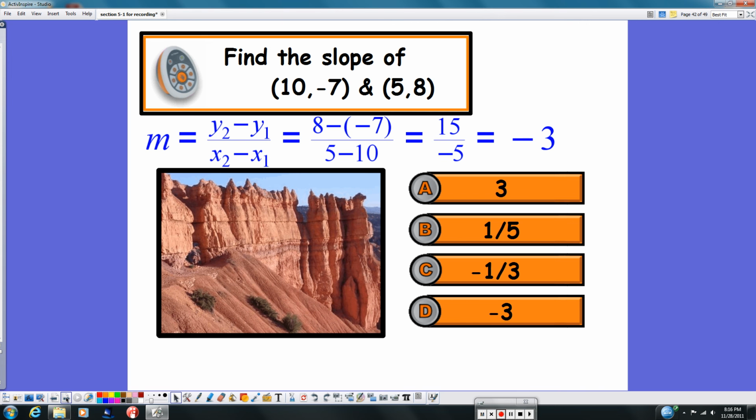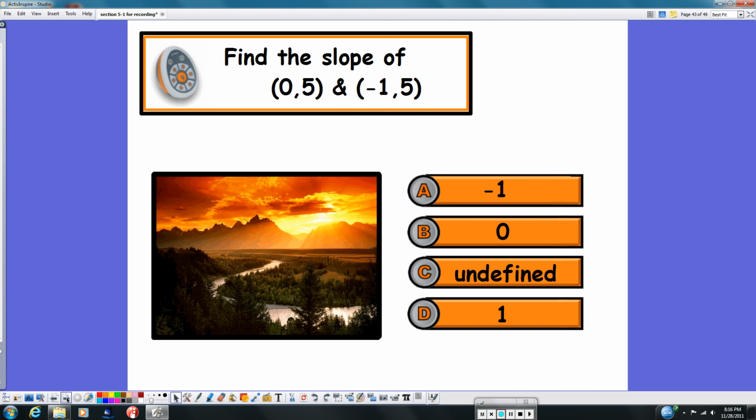Again, we're going to do y2 minus y1, x2 minus x1. So we have 8 minus a negative 7, which is 8 plus 7, or 15, and 5 minus 10, which is negative 5. Simplify to get negative 3. Go ahead and try this one.